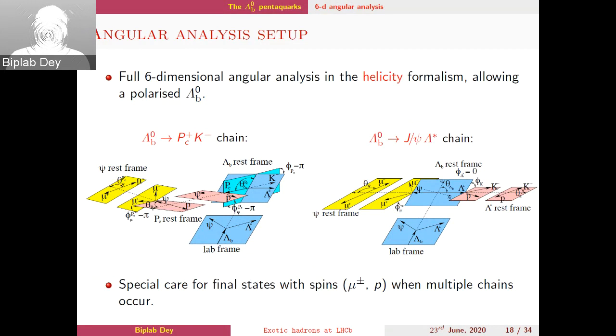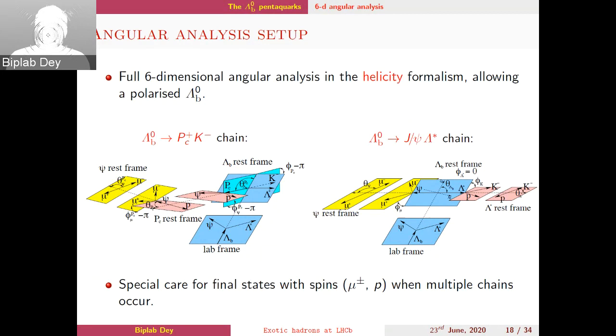And you need to be especially careful because now you have final states, the two muons and the proton, which have spins. When you have multiple decay chains, you have to make additional rotations to align the spins. But okay, all of this was actually done, and by this time we already had a lot of experience in the Z(4430) analysis. So we had the expertise to do these things.